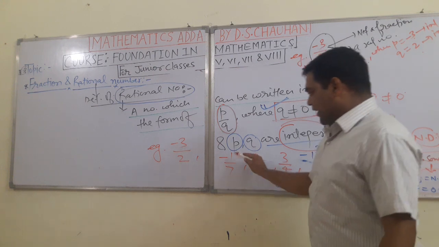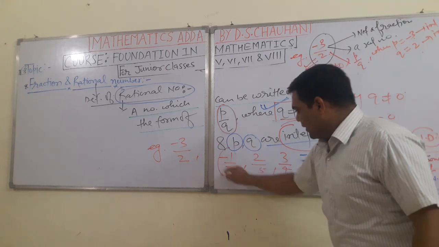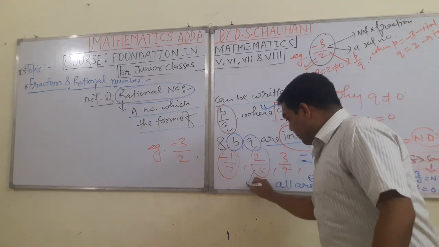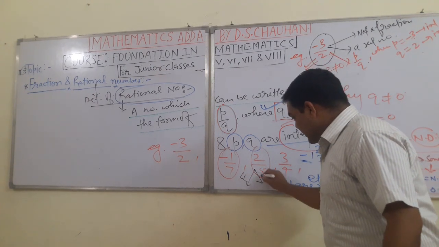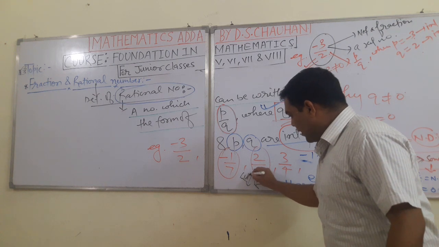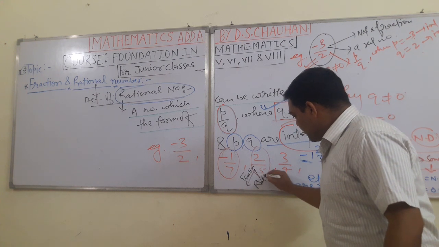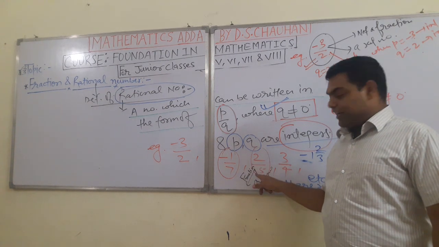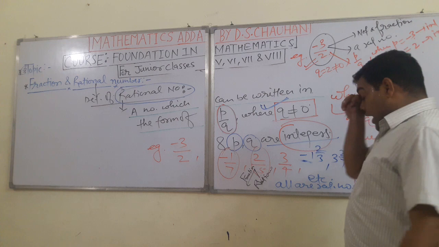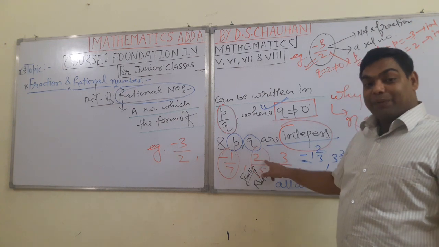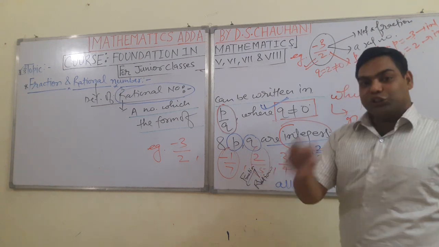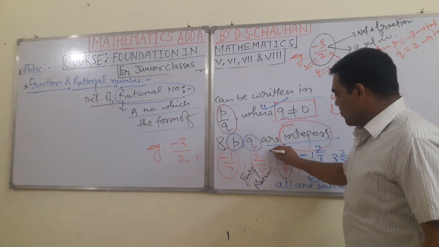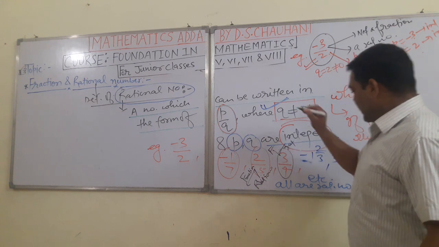In the same way, minus 1 by 7 is a rational number. 2 by 5 is a fraction as well as rational. Why is this a fraction? Because both are positive integers and the denominator is not equal to 1. And why is this rational? It is of the form p by q, where q is not equal to 0 and p and q are integers. In the same way, this is a fraction as well as a rational number.